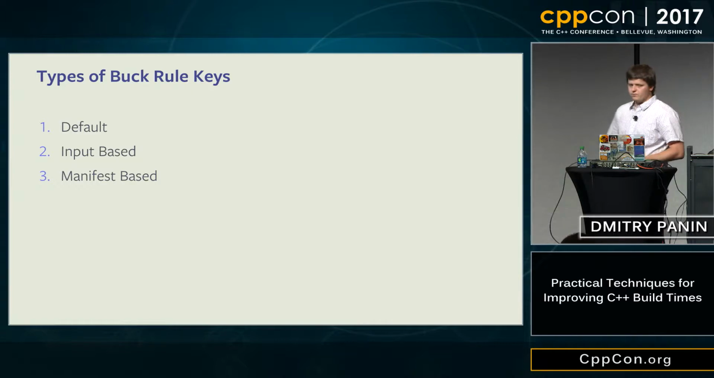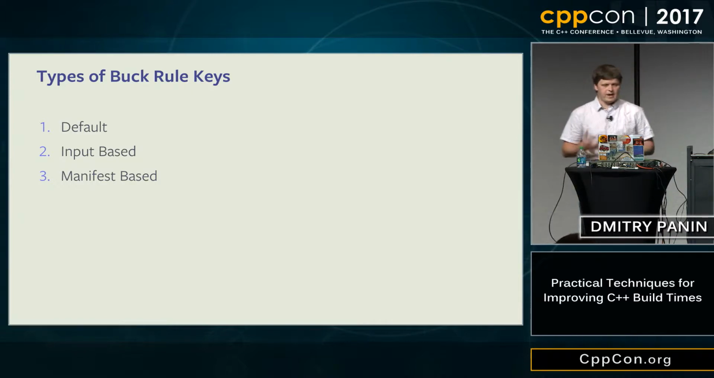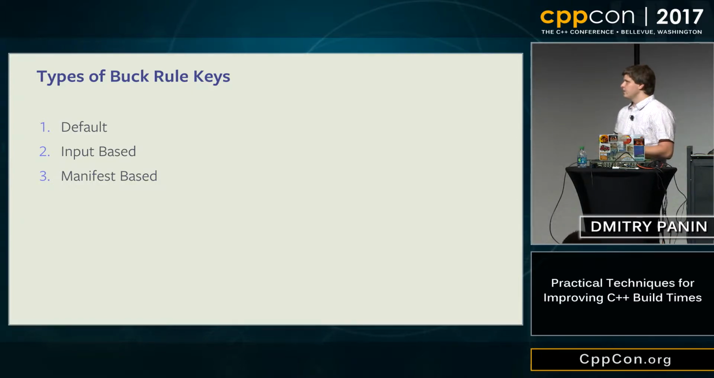And so for different types of rule keys, there are 3 main types, and there are others, but they are not C++ specific, so I won't cover them. So there are default keys, input-based, and manifest-based.